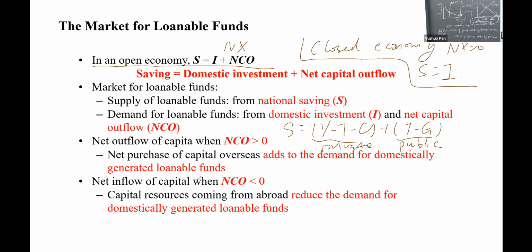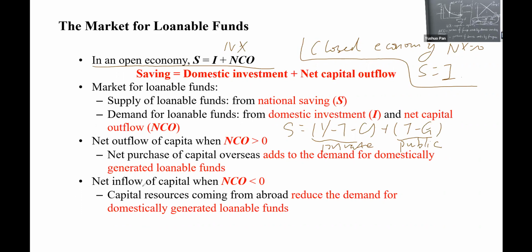That's easier to understand. If you want to invest in other countries, of course you need more loanable funds from the domestic market, and you exchange that amount of money into foreign currencies and invest in other countries, right? If you want to invest in other countries, you need more money to invest, which means you demand more loanable funds.